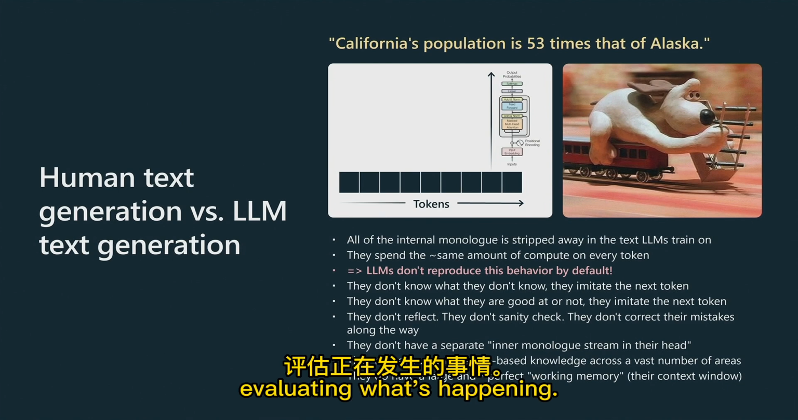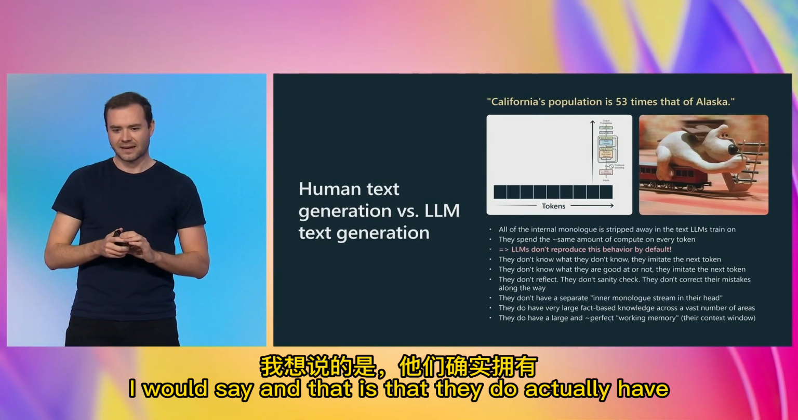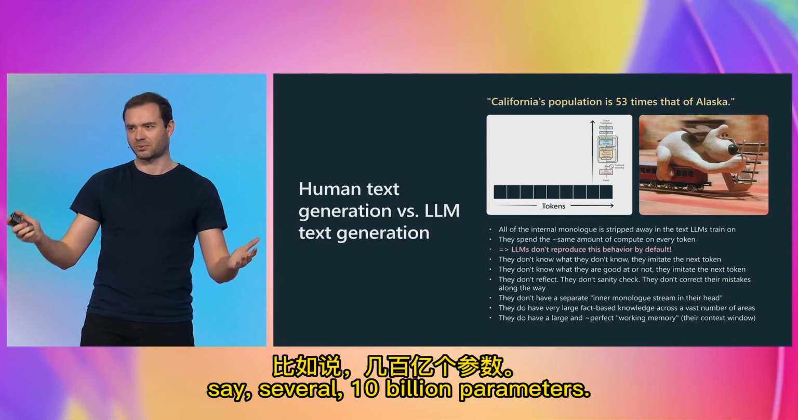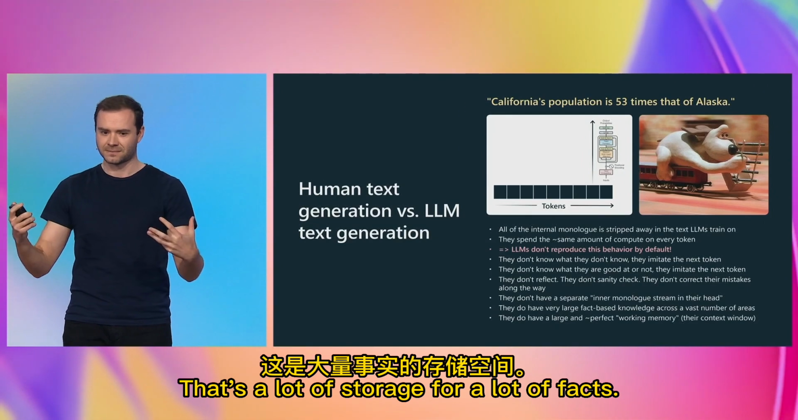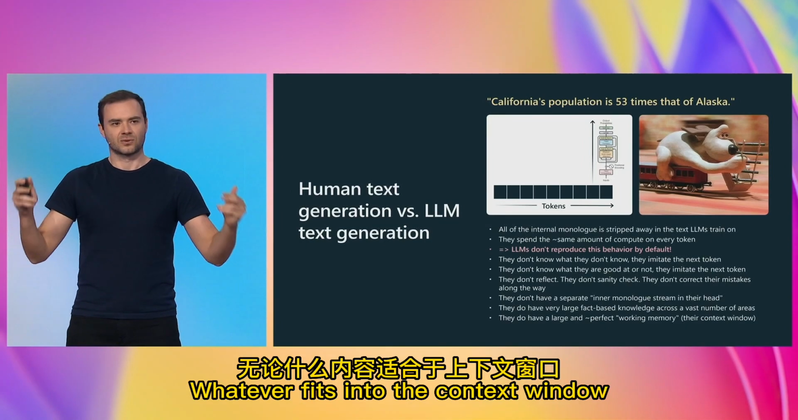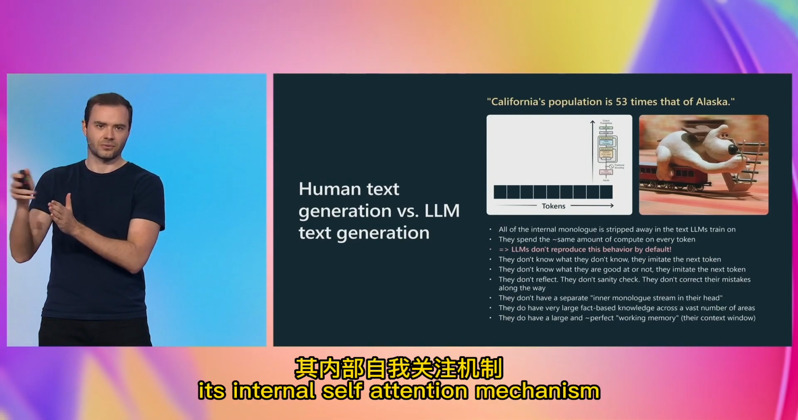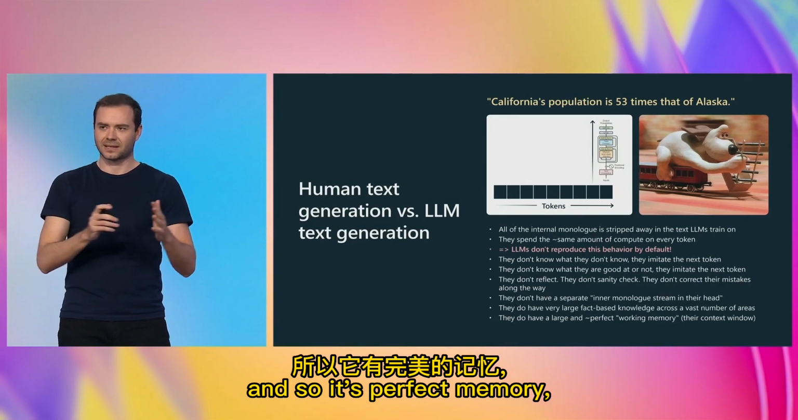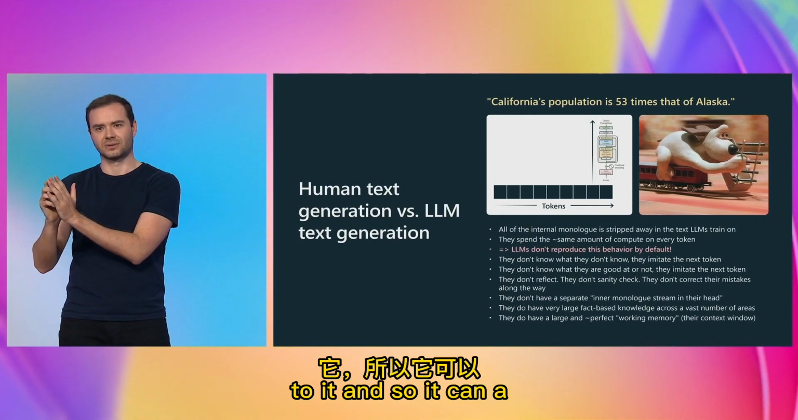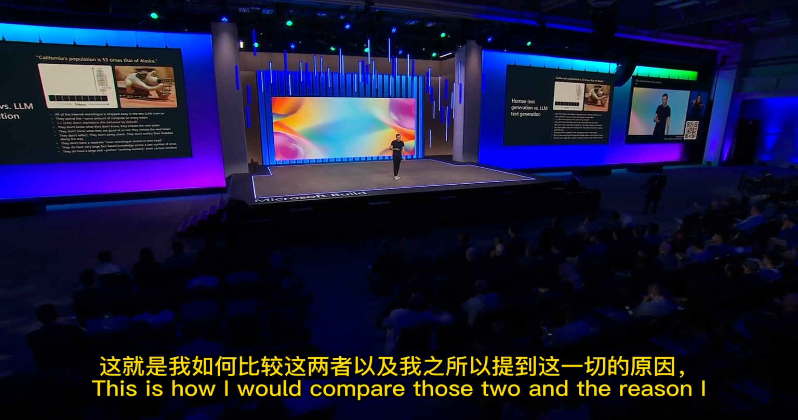They're evaluating what's happening. Now, they do have some cognitive advantages, I would say, and that is that they have very large fact-based knowledge across a vast number of areas because they have, say, several 10 billion parameters, so that's a lot of storage for a lot of facts. And they also, I think, have a relatively large and perfect working memory. Whatever fits into the context window is immediately available to the transformer through its internal self-attention mechanism. So it's kind of like perfect memory, but it's got a finite size. The transformer has very direct access to it, and so it can losslessly remember anything inside its context window. So that's kind of how I would compare those two.